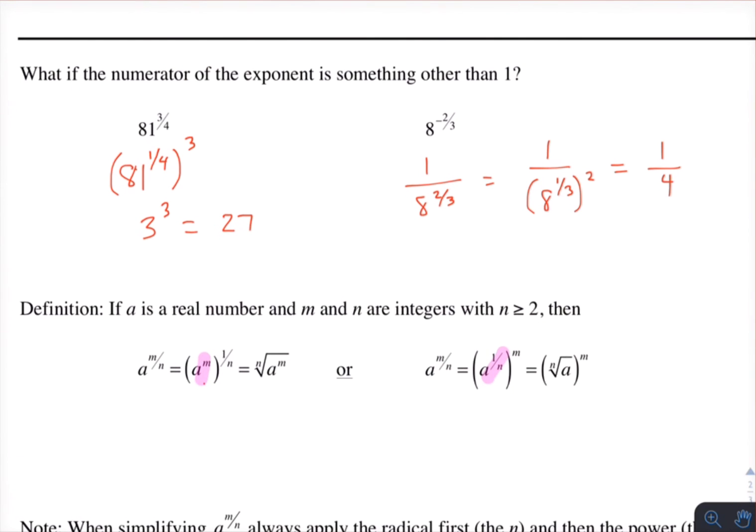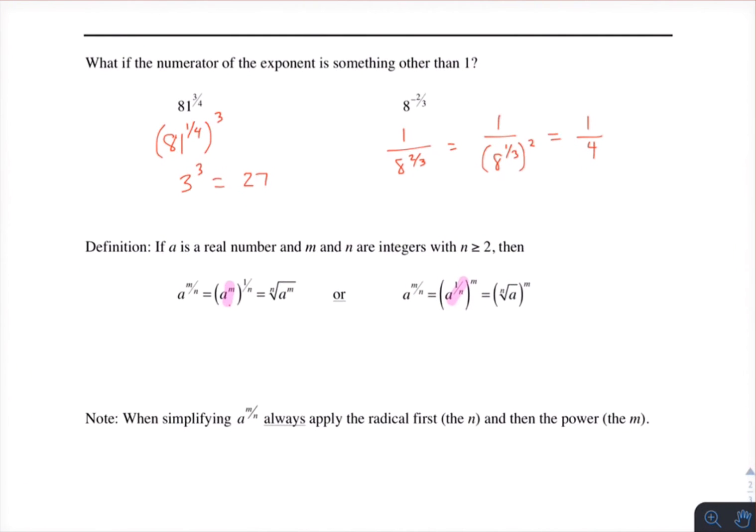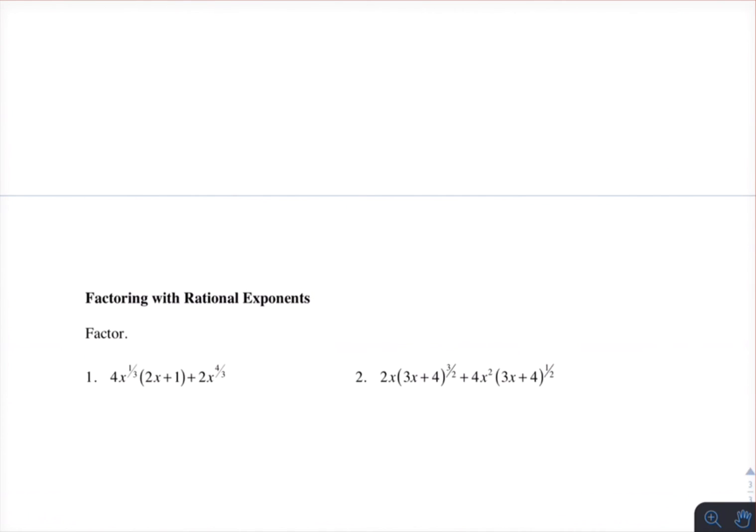So for instance, if we go back to this example up here, 81 to the 3/4, I'm not going to take 81 and raise it to the 3rd power first and then find the 4th root, because that's just crazy talk. 81 times 81 times 81 and then take the 4th root of that. So much easier to take the 4th root of 81 first and then cube it. So there's that little note. All right, let's get into factoring now.